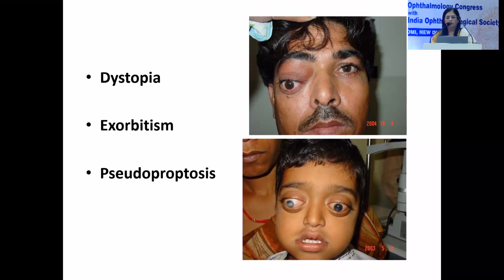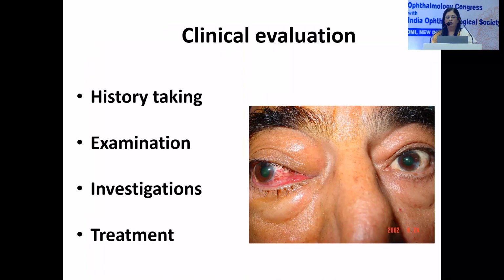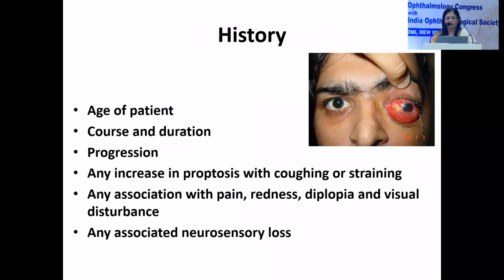And pseudoproptosis mimics proptosis. There is no forward bulging, and it's seen in conditions like buphthalmos, high myopia, retraction of the lid, and the contralateral enophthalmos. So coming to clinical evaluation, it requires a thorough, meticulous history taking and systemic and ophthalmic examination, so that we can narrow down our differentials, order our investigations and plan our management.